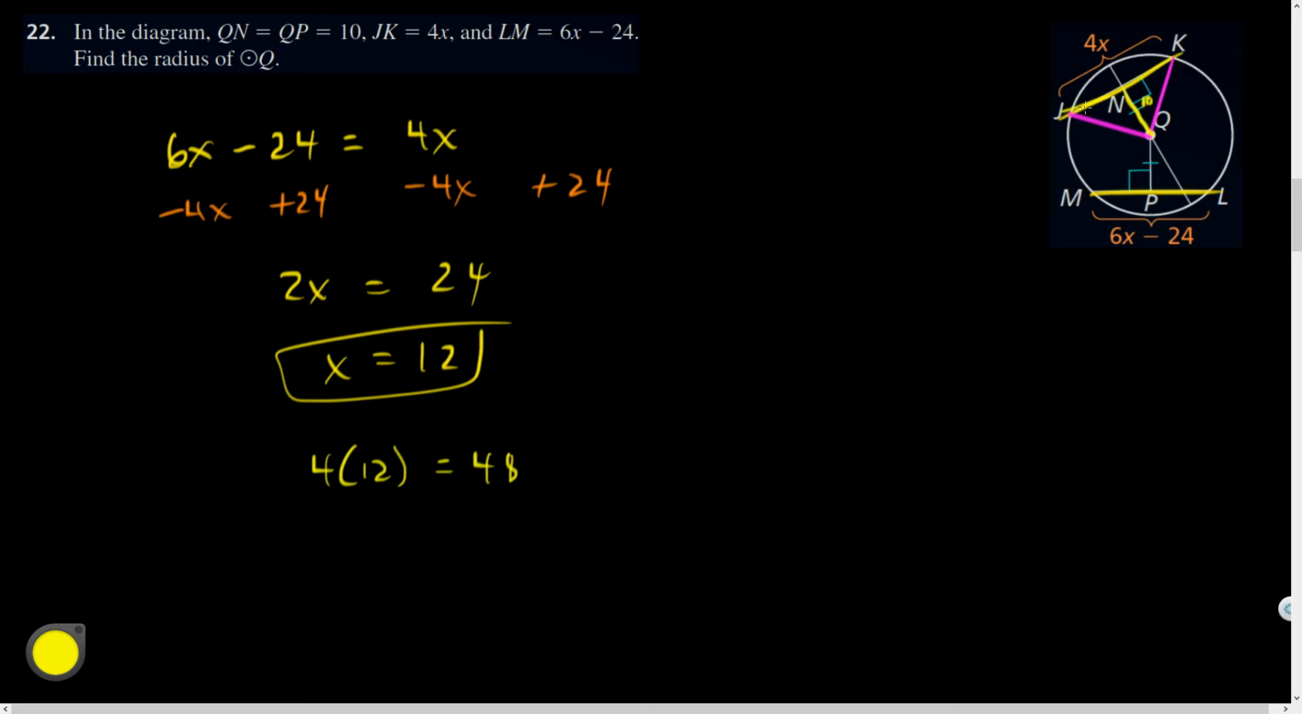Let's see. Here. We'll get there. This is the 48. Half of 48 is 24. So it looks like I've got a little triangle of 10, 24, and my radius.